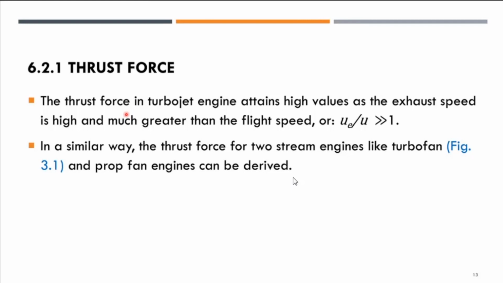So the thrust force in a turbojet engine can attain high values as the exhaust speed is high. If you have UE far greater than U, or in other words UE over U is more than 1, you will have a maximum thrust force. In a similar way, the thrust force for two-stream engines like the turbofan and also the prop fan can be derived.